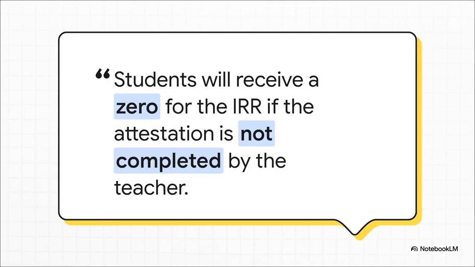And I need to be really clear about this. There is no ambiguity here. If you miss that May 10th deadline and don't complete the attestations for a student, they will get a 0 on their individual research report. Period. This final step is absolutely vital for your students' scores.